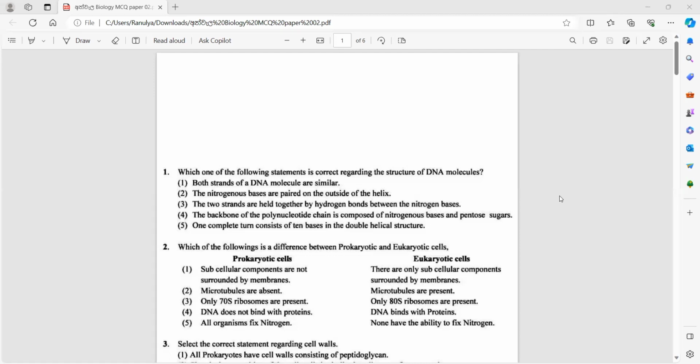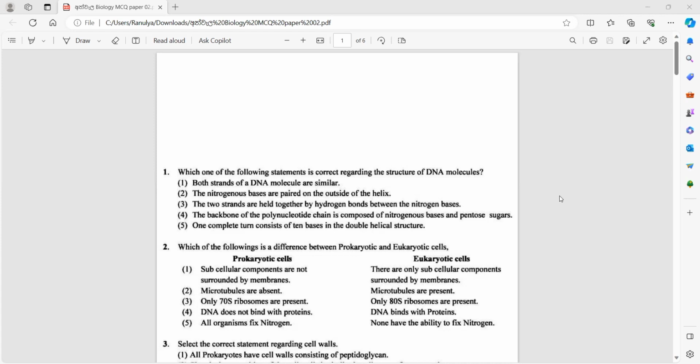Now it's similar to a ladder. The two long lines of the ladder we take as the sugar phosphate backbone. The steps of the ladder are the nitrogenous bases. Nitrogenous bases are paired in the inside of the helix.